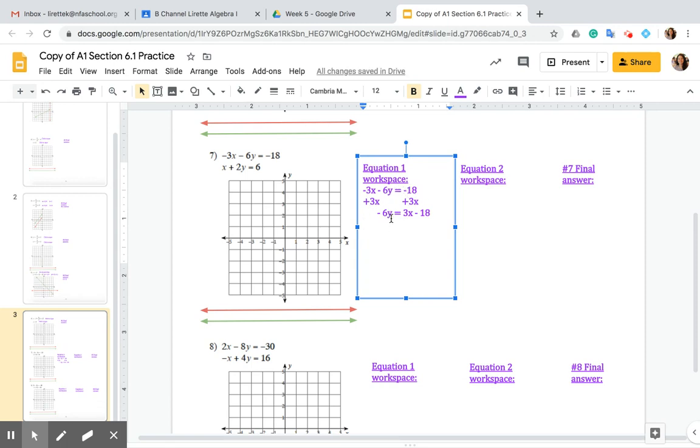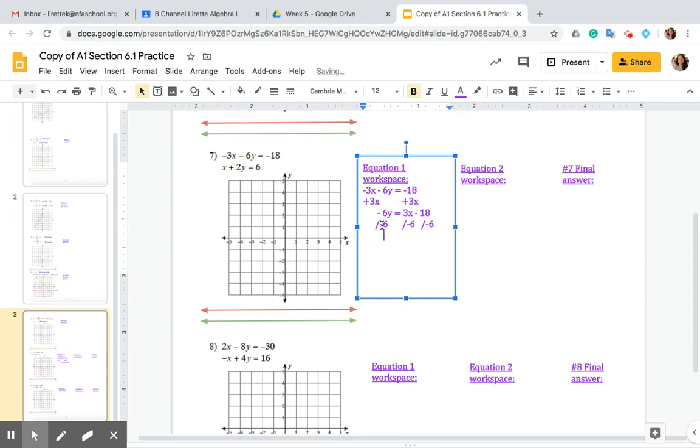Step number 2 is to get the y by itself by dividing by whatever number is in front of it. So that means that I need to divide by -6, because I want to get rid of not just the 6, but the negative also. So I'm going to divide by -6 to get the y by itself. When you do this, you do it to all 3 terms. So divide by -6, divide by -6, and divide by -6.